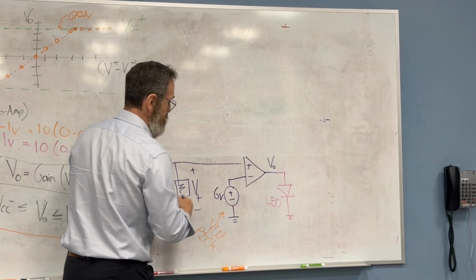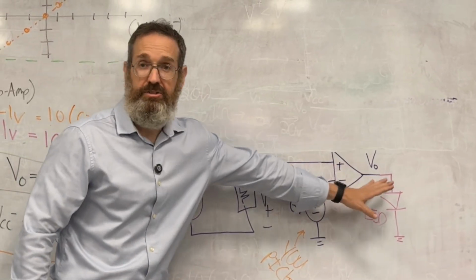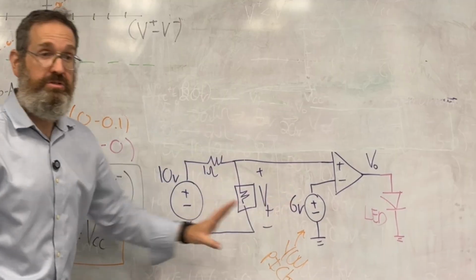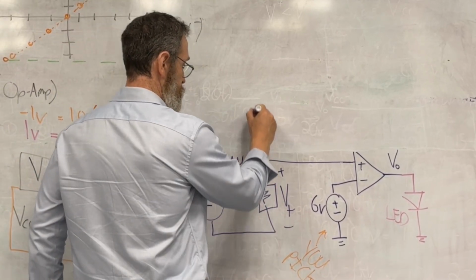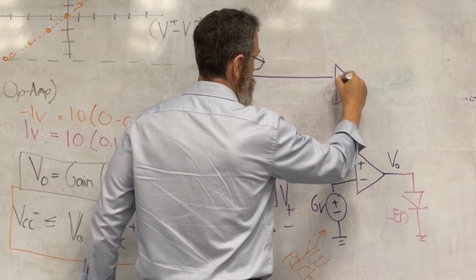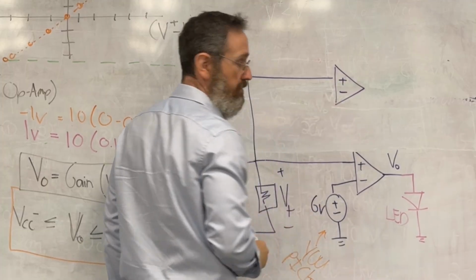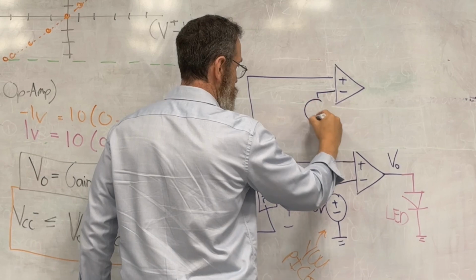Okay, so this is our original circuit. This was our comparator that turned on this LED, and this was the scheme we wanted before. Go back to this point here and take another op amp and connect it to a different battery source.